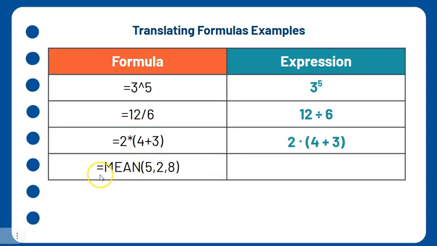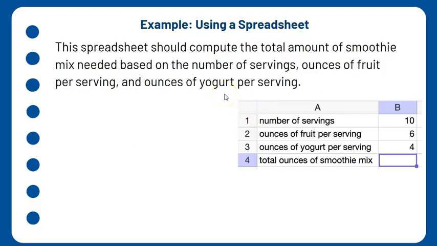The last formula is equals sign mean parentheses 5 to 8 parentheses. This formula tells the spreadsheet to calculate the mean of a set of numbers. Remember that the mean is the same as the average. So we would add the numbers together and divide by the number of numbers. In this case, we would add 5 plus 2 plus 8 in the parentheses, followed by dividing by 3, since there are 3 numbers. Here's an example of using a spreadsheet as a calculator to solve problems.